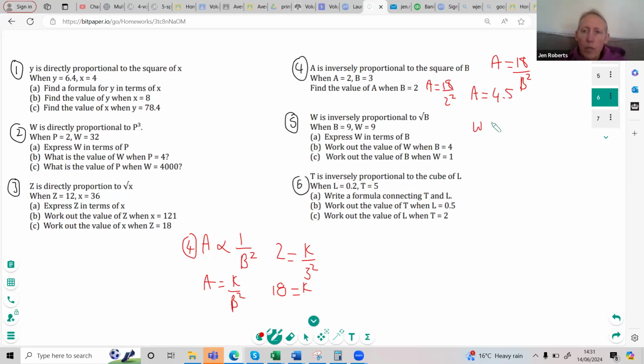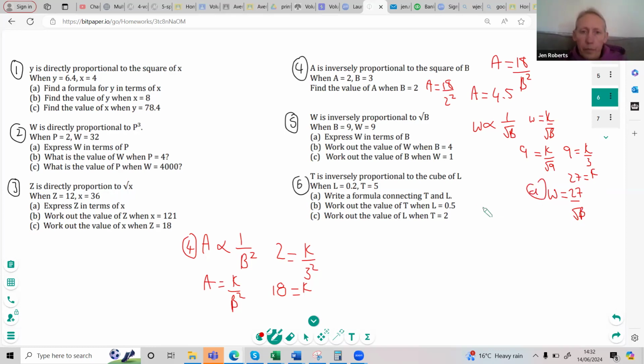Question 5. W is inversely proportional to the square root of b. W equals k over root b. When b is 9, w is 9. Don't forget we need to root b, or root 9. Root 9 is 3. 9 equals k over 3. Times both sides by 3. k is 27. So what's our formula? W equals 27 over root b.